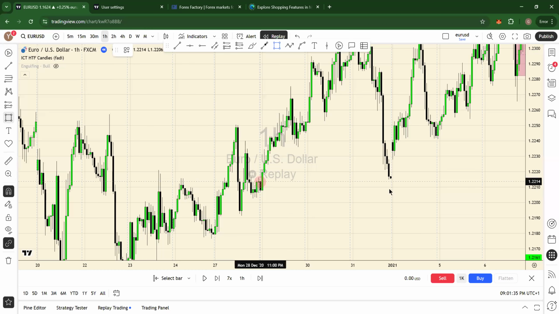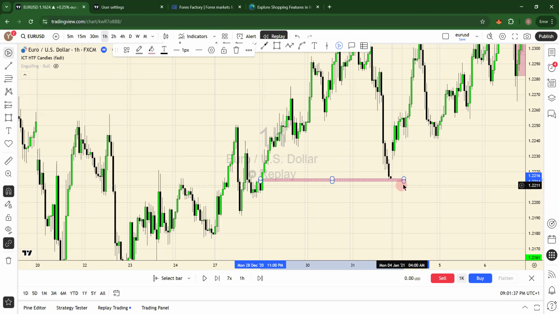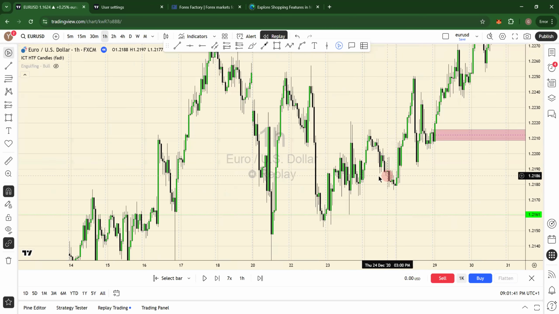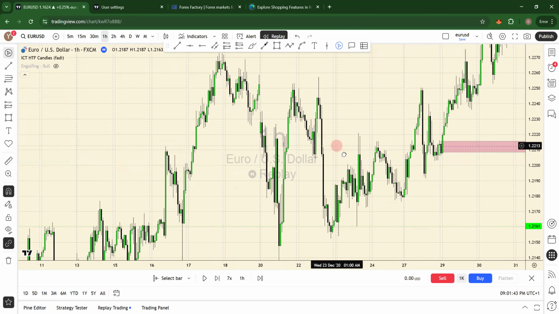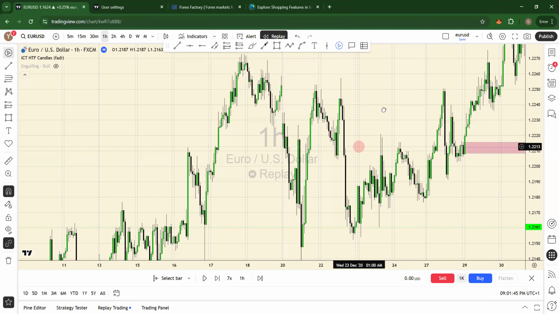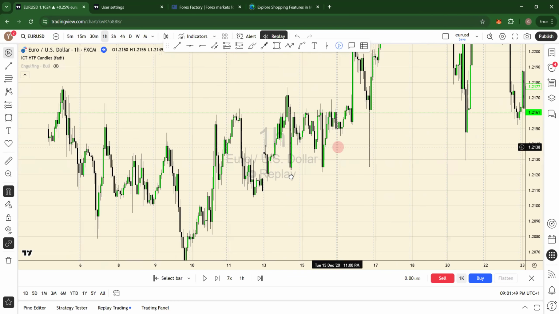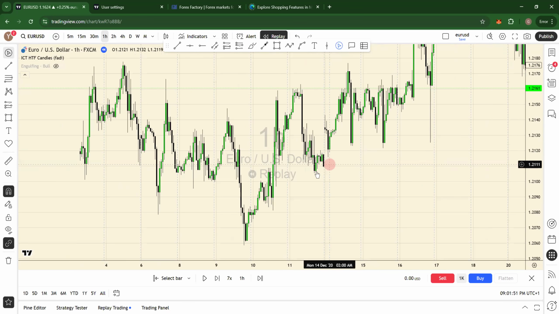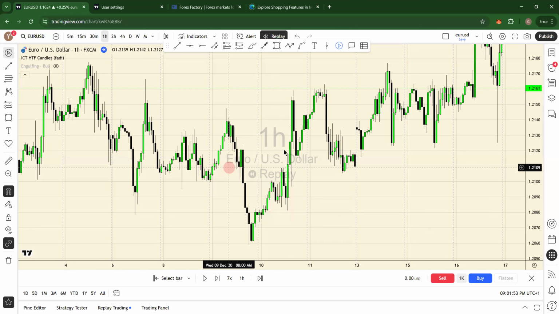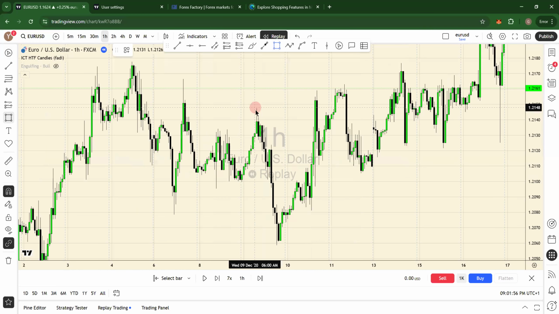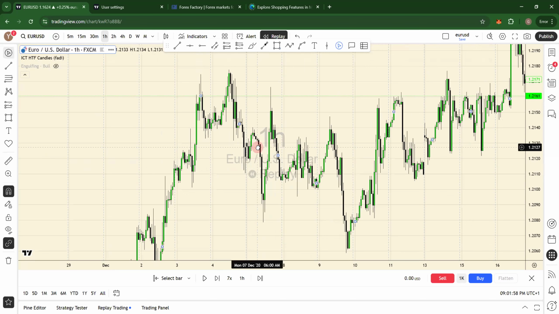Nice order block here. Let's see. I want to show you guys more breaker blocks. Now it's not something you're going to see all the time on your chart, but it's worth it. Okay, it's worth it. Now this is not very clean.